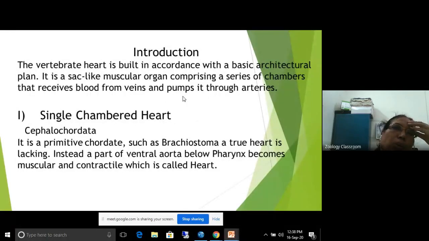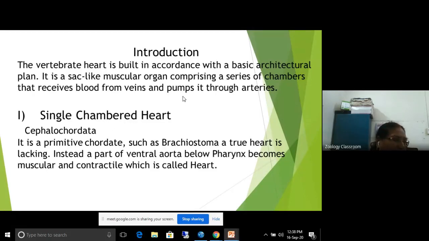Introduction: evolution of the heart. The heart is built in accordance with the basic architectural plan. It is a sac-like muscular organ comprising a series of chambers that receives blood from the veins. So blood is collected from veins and transferred towards the arteries, and these are supplied to all body parts.